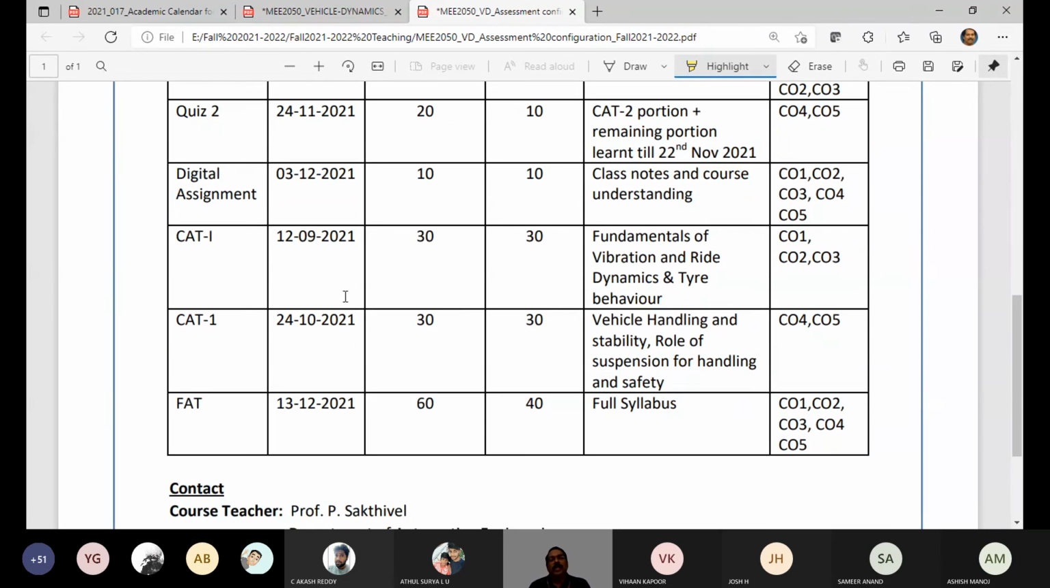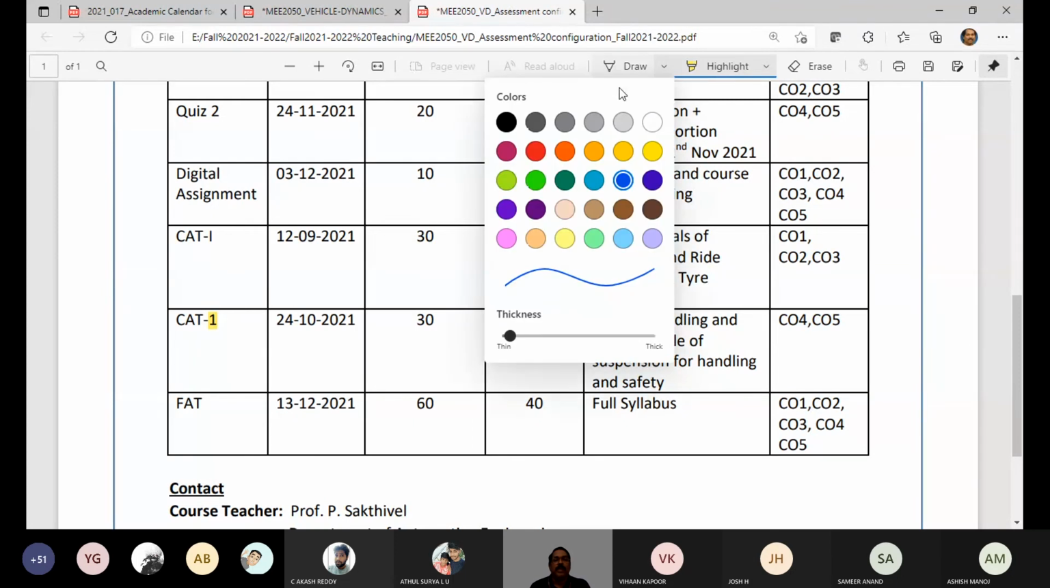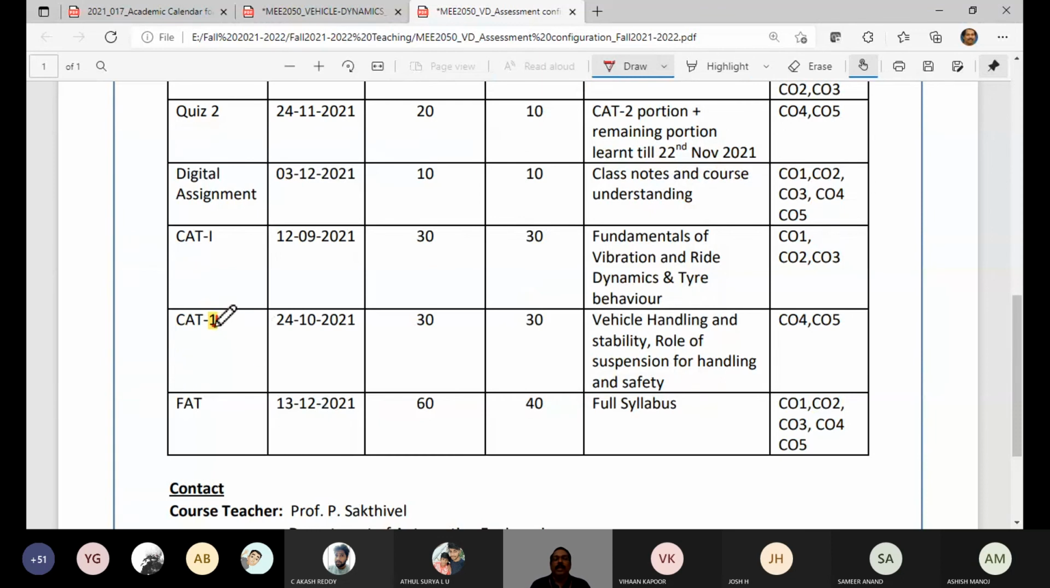And then you have these dates as per the academic calendar released. CAT 1 on September 12th. This is CAT 2, I just have to correct this. Please do correct that. This is CAT 2, I will update that corrected one. Right, and then you have FAT on this day. So this is your course assessment configuration.